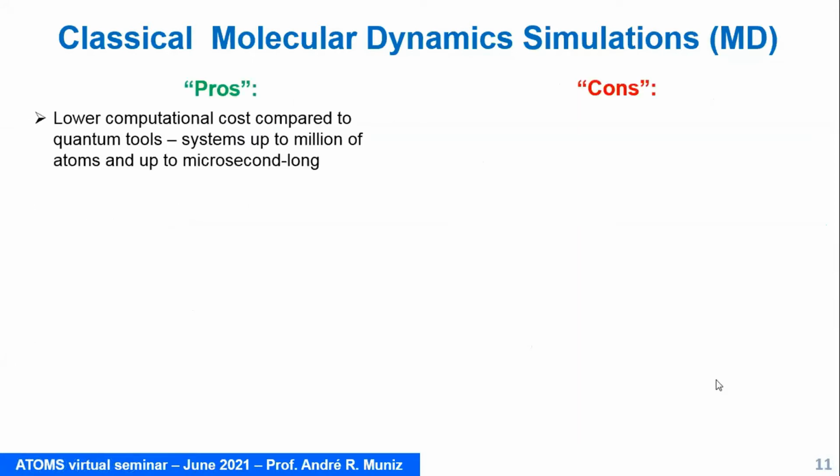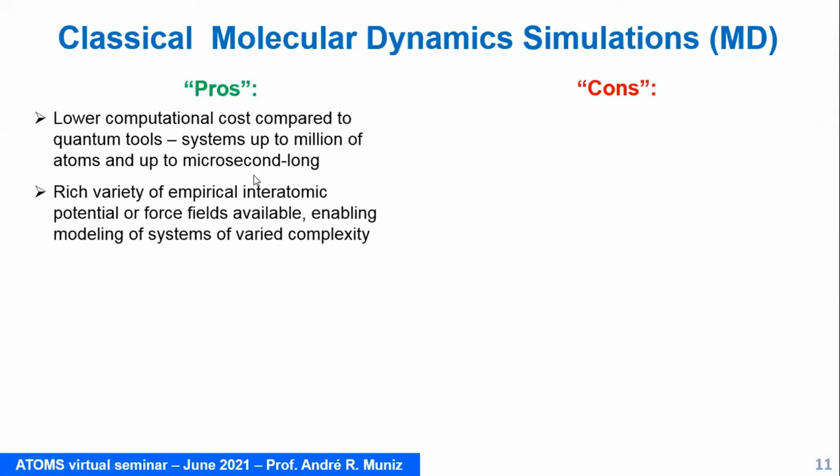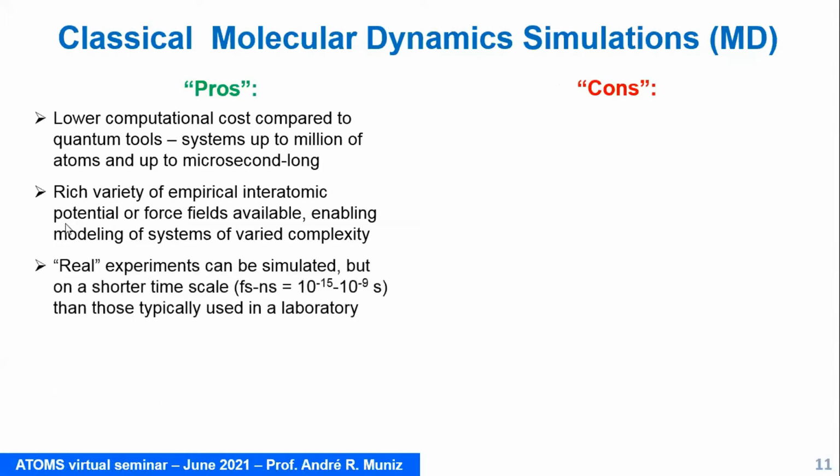So of course there are pros and cons again. It has a lower cost compared to quantum tools, so it enables us to study systems up to 1 million atoms, up to microsecond long with supercomputers. And there is a rich variety of empirical interatomic potentials which enable us to model systems of varied complexity, and real experiments can be simulated, at least an attempt at it, as I'll show later in my examples, but on a shorter time scale than those typically used in the laboratory. That's limited, of course, by the time scale of the phenomenon we are able to investigate.